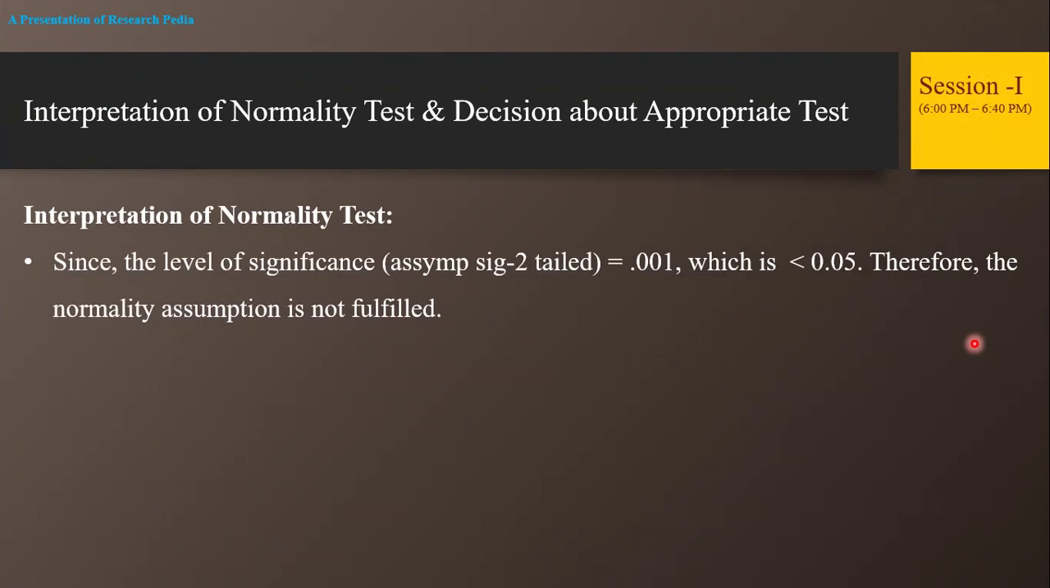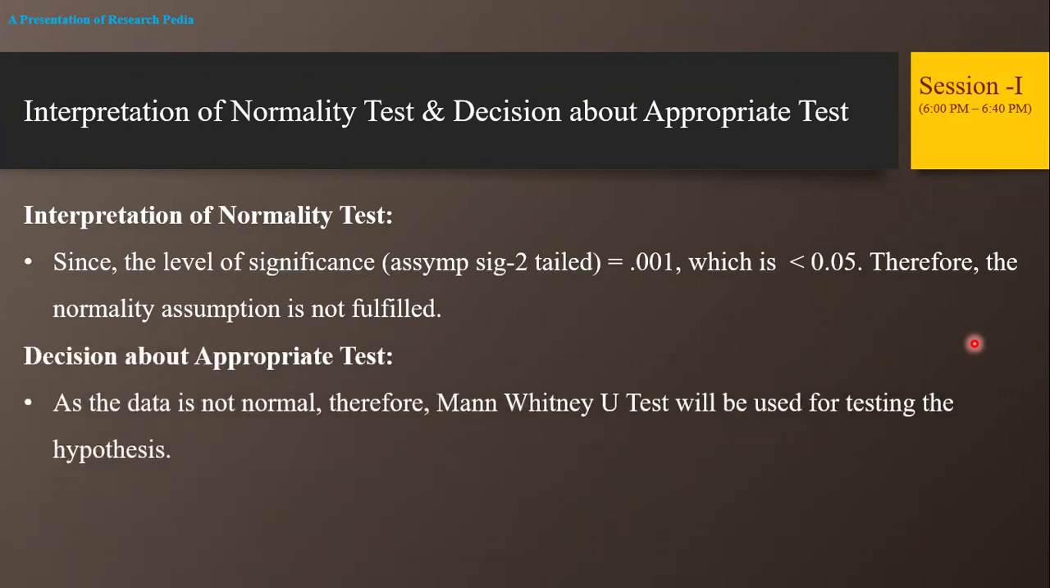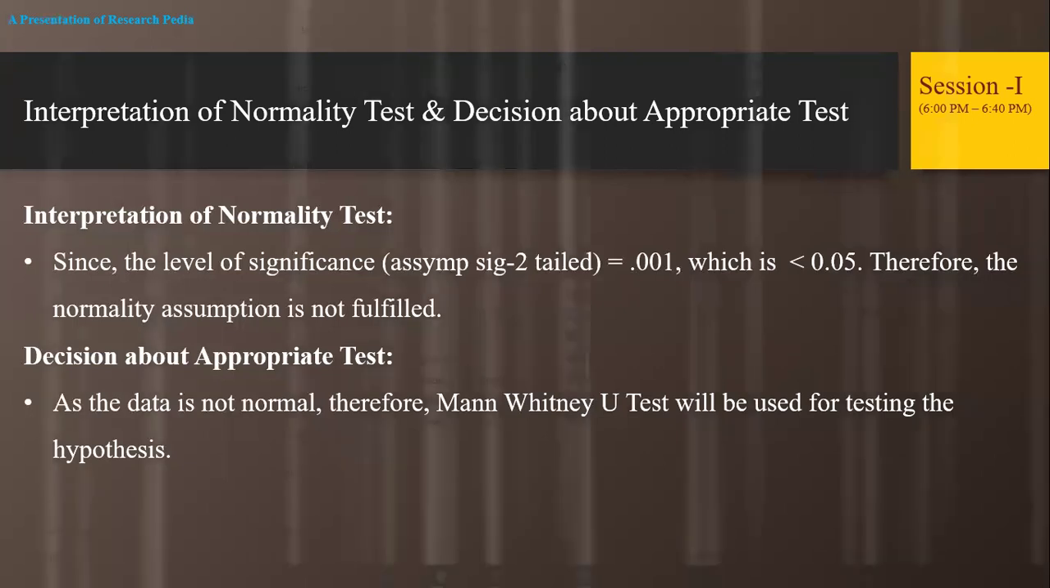So we need to interpret it: since the level of significance, which is asymptotic sig 2-tailed, is equal to 0.001, which is less than 0.05, therefore the normality assumption is not fulfilled. What do we decide about the test? As the data is not normal, therefore the Mann-Whitney U test will be used for testing the hypothesis. Here we don't need to analyze the equality of variance when the data is not normal. In case of Mann-Whitney U test, you don't need to analyze the equality of variance.